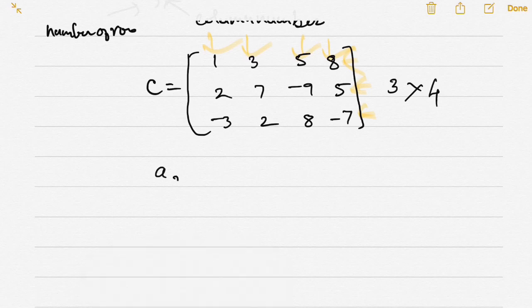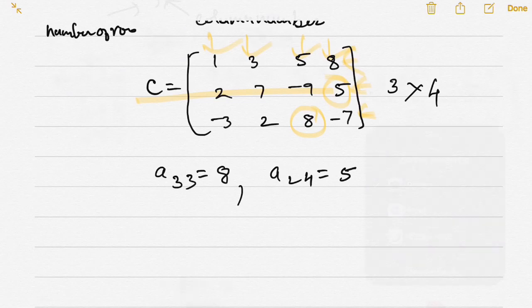Now what is the element A33? A33 is third row, third column, 8. Now let us find A24, the fourth element of the second row. This is the second row and this is the fourth column. So A24 is 5. I hope you are now able to find a specific element of a specific matrix.